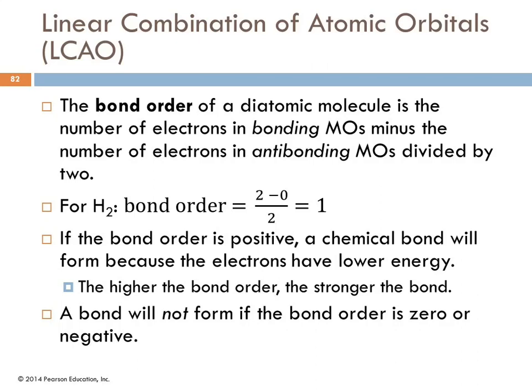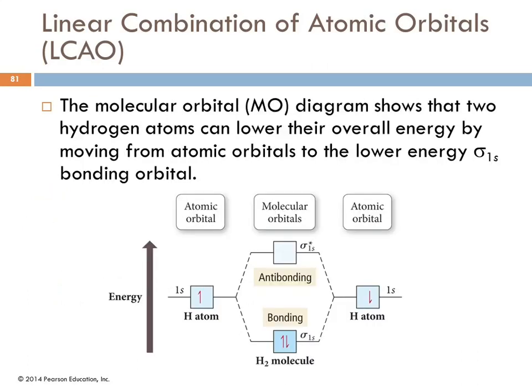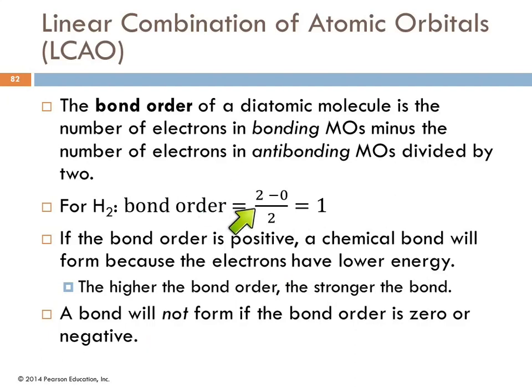So we talk about a bond order. The bond order for a diatomic molecule is the number of electrons in bonding molecular orbitals minus the number in antibonding, divided by 2. So for hydrogen, let's go back and look at that orbital diagram. Here's the bonding orbital. There are 2 electrons in there. The anti-bonding orbital is empty. So we take the number of electrons in bonding orbitals, subtract the number in antibonding orbitals. So that gives us 2. And then we divide by 2, and we get 1. So this one has a bond order of 1.